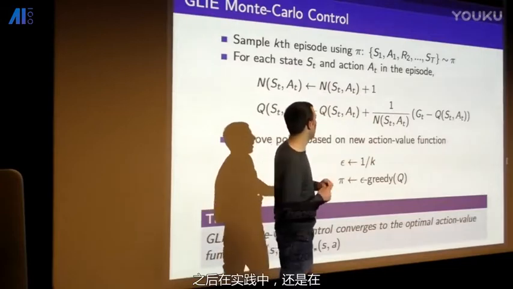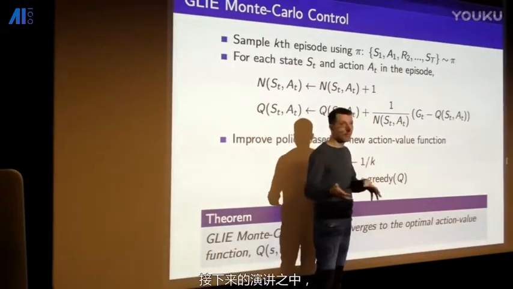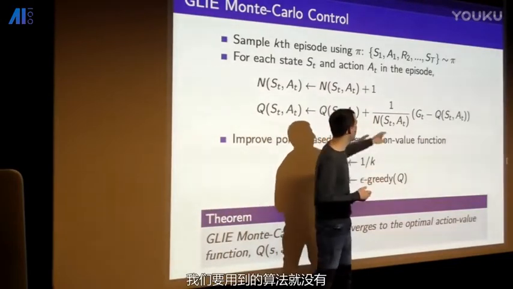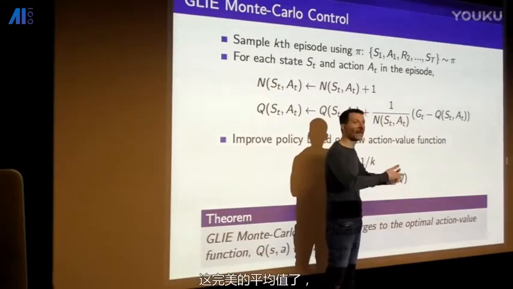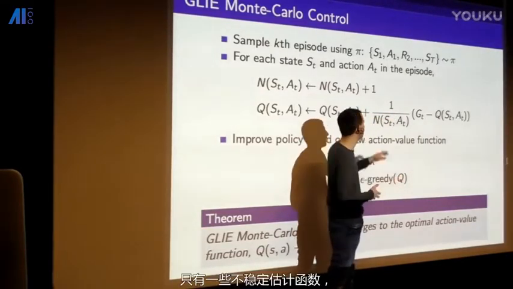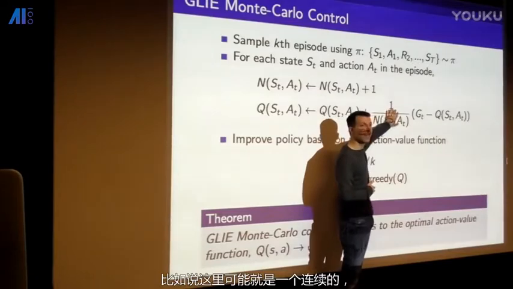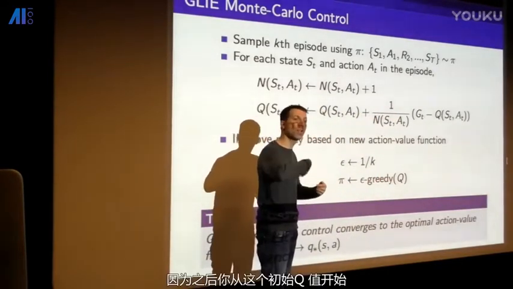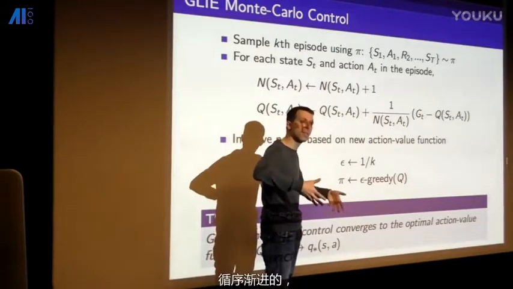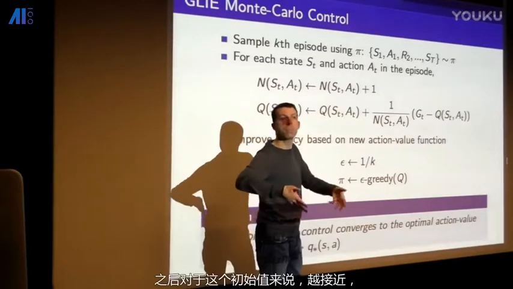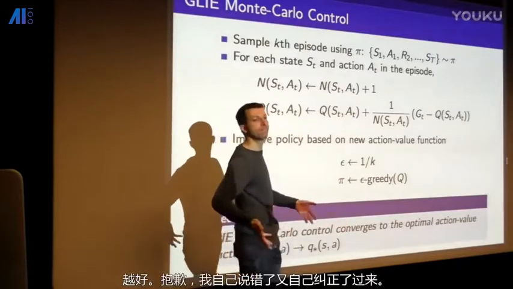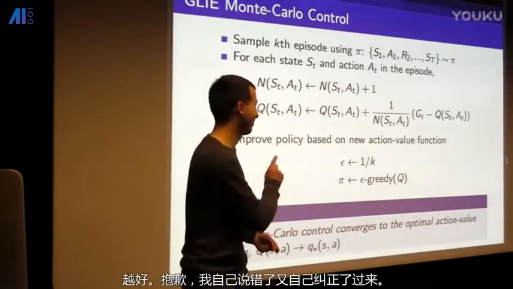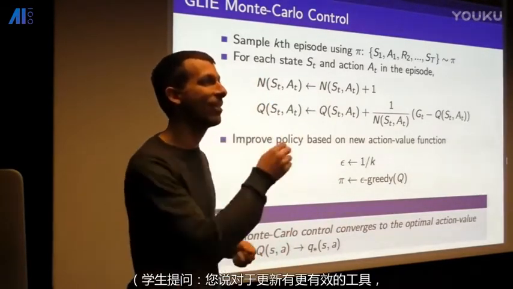In practice, and in the rest of this lecture, we'll see algorithms where you don't have this perfect mean, but instead you have some non-stationary estimator that has something like a constant alpha here. For those algorithms, it matters much more what Q values you start with, because you're incrementally moving on from that initial start value. And the closer you are to optimal, the better. So, yeah, sorry, correct myself there. Okay, question. Then I'll move on.